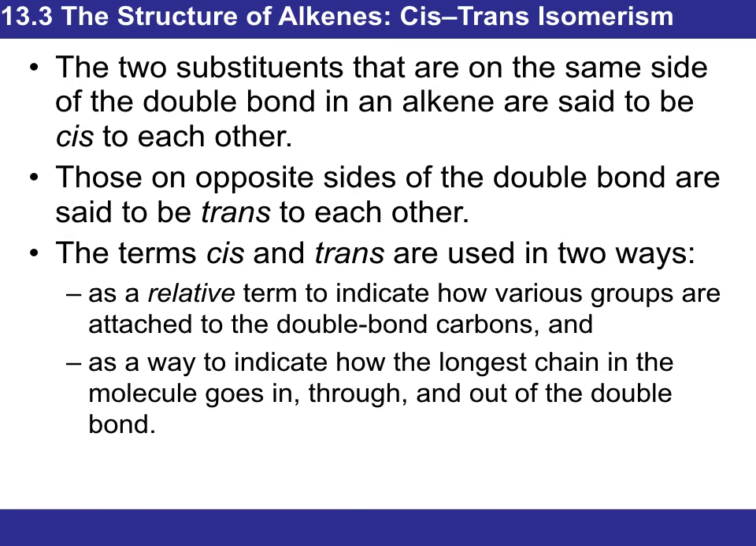We look at those here where they are, again, same side is going to be cis and across is going to be trans. We use them in different ways, as relative terms to indicate how various groups are attached to that double bond carbon, and also to indicate how the longest chain in the molecule goes in, through and out of the double bond. And that's it for that second part.